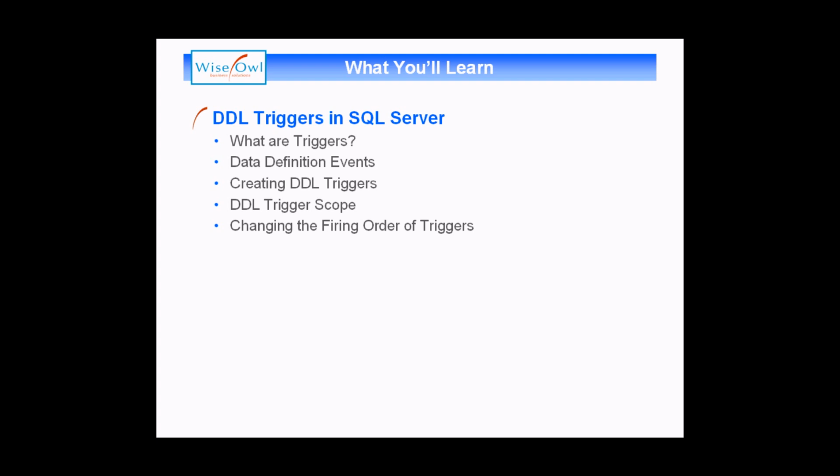We'll take you through how to write code to create DDL triggers and also how to modify and delete them later. We'll also have an explanation of DDL trigger scope, which is basically down to whether you want your triggers to work on a single database or across an entire server. The last thing we'll cover in the video is how you can change the firing order of your triggers, so how you can choose the first and the last trigger that fire for a particular event. So let's get started.